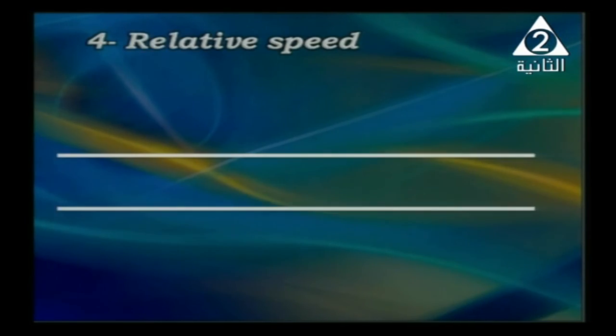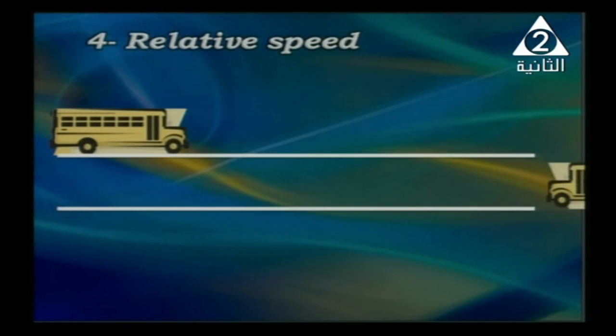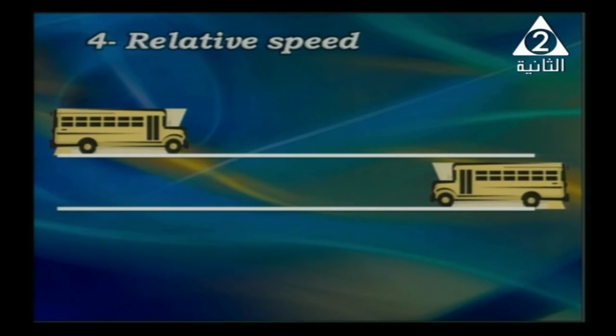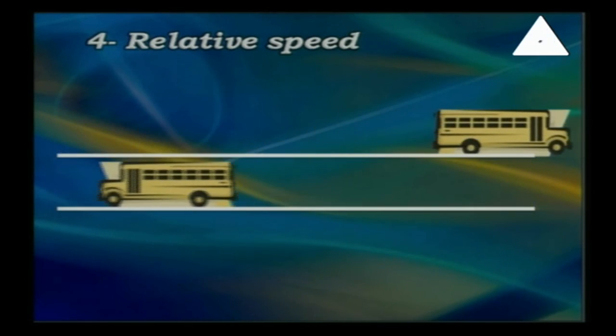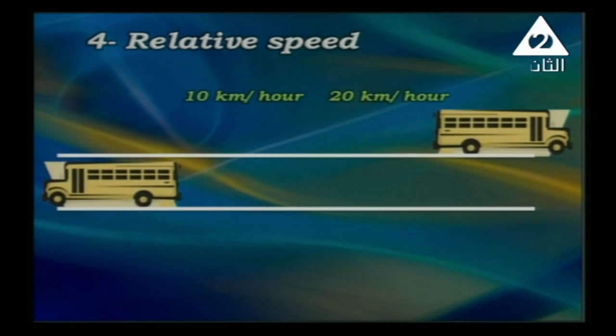After that we have the third case. If we have the street and two buses or two cars like this in opposite directions, the relative speed between them does not depend on whether the speeds are different or similar, because they have different directions. So 10 km per hour and 20 km per hour. What is the relative speed of each one to the other? 20 plus 10. If I have two equal speeds, 20 and 20, we have 20 plus 20 equals what?